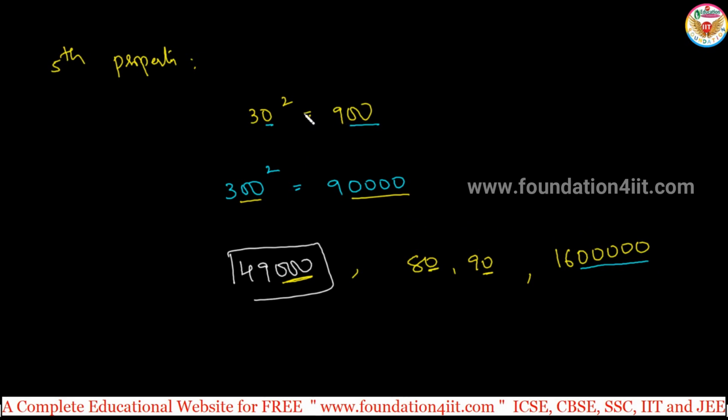Okay, that means in any square you will get only an even number of zeros. If it is a 2, we will get 4; 1 means 2; 3 means 6 will come. That way, remember. And the sixth property.